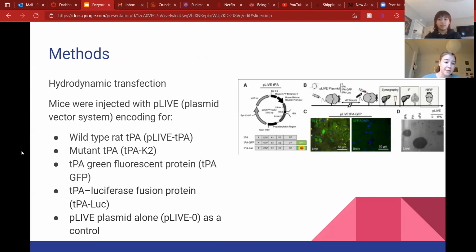The other plasmids encoded for mutant tPA and fluorescent tPA, so they could see where these proteins were being produced. And the last plasmid encoded for zero, it was used as a control.